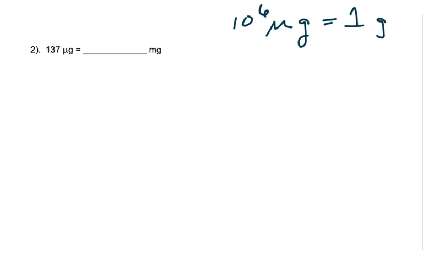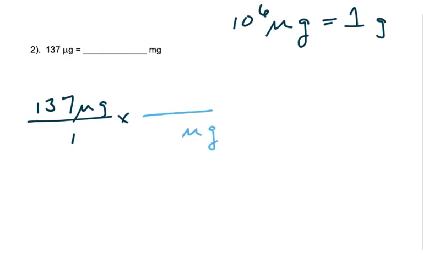So again, we're starting out with 137 micrograms. That's our number in our unit, so that's how we know that's where we're starting. Put it over 1. And now we're going to put micrograms in the bottom and put the base unit up top, because up here I have micrograms and grams. I don't know how to go straight to milligrams. There are 10 to the 6 micrograms in every 1 gram. Micrograms cancel.